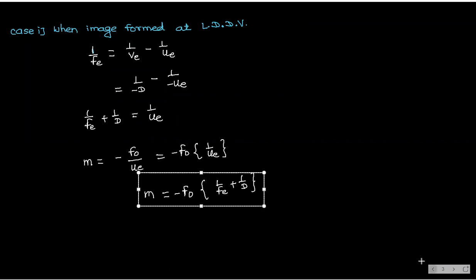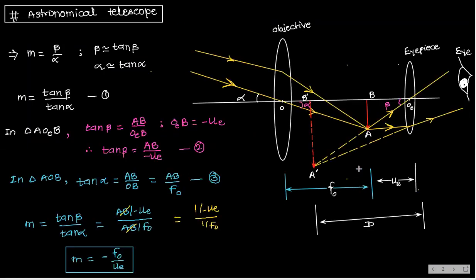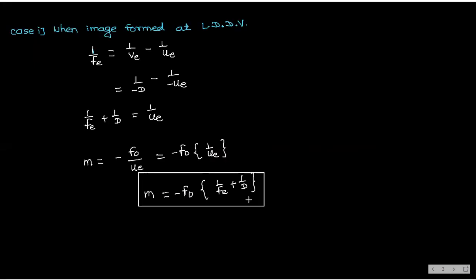And you can see in the diagram, Fe is the focal length of this eyepiece, and F naught is the focal length of this objective.